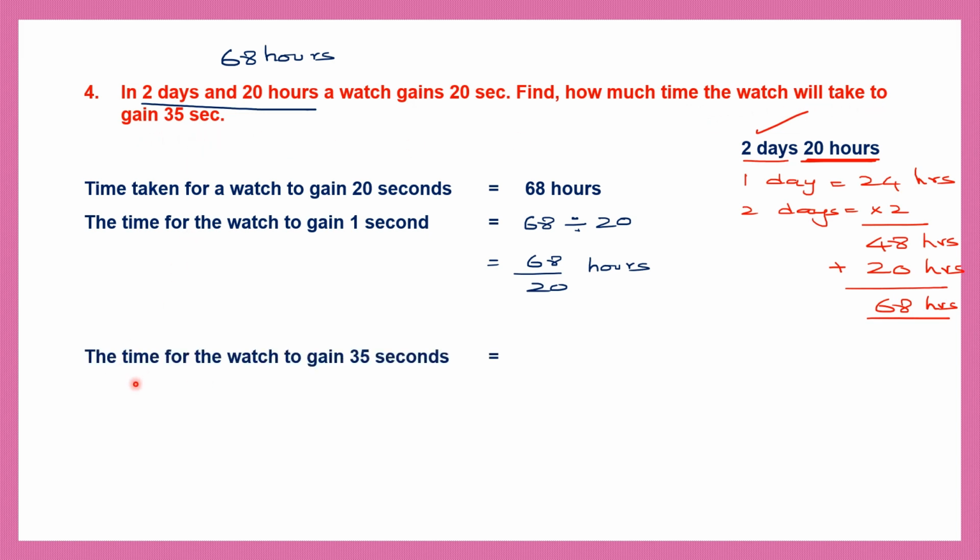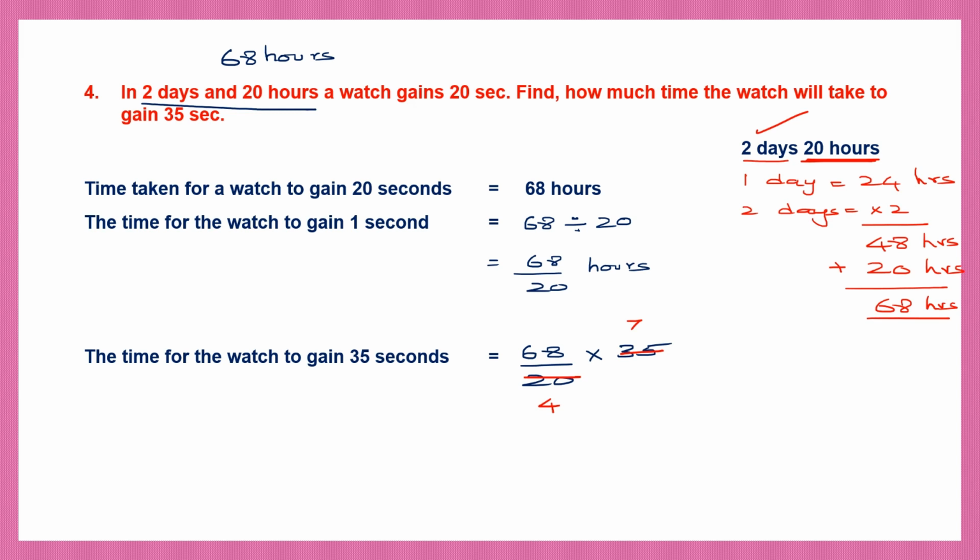So let's write that the time for the watch to gain 35 seconds. For 1 second it took 68 by 20 hours. For 35 seconds it will take much more than that. More means it is multiplication. 68 by 20 into 35. Now since it's multiplication we can cancel. We can cancel 20 and 35 both by 5. So let's do that. 5 4s are 20 and 5 7s are 35.